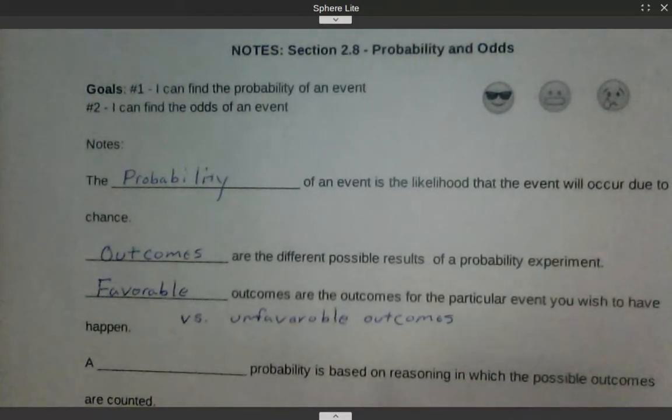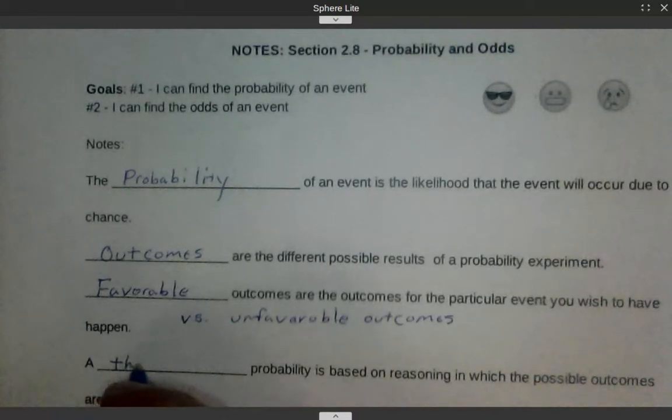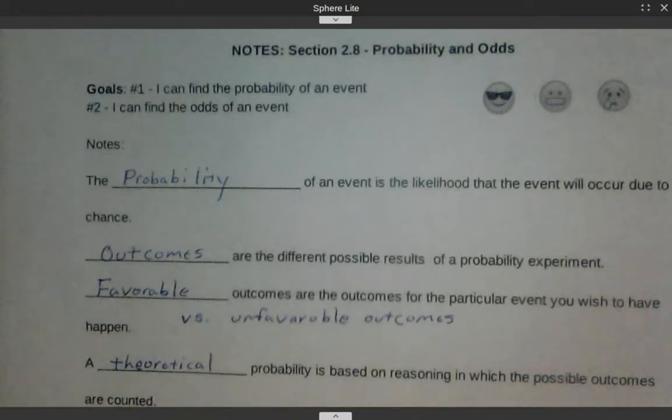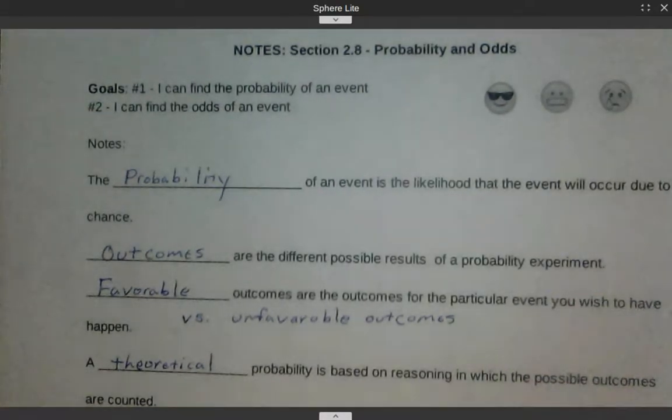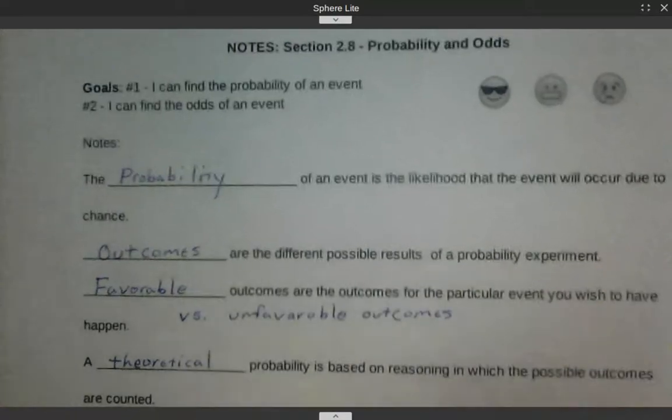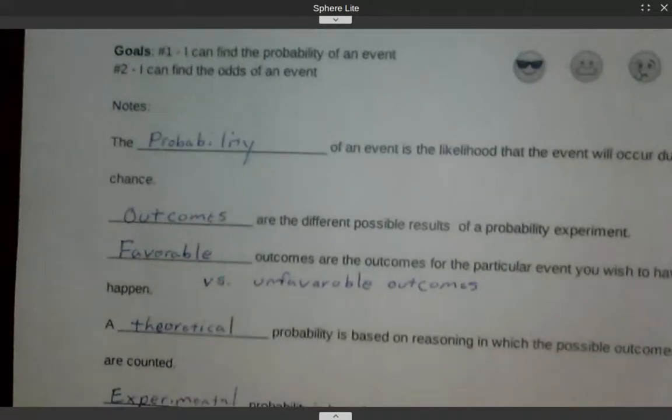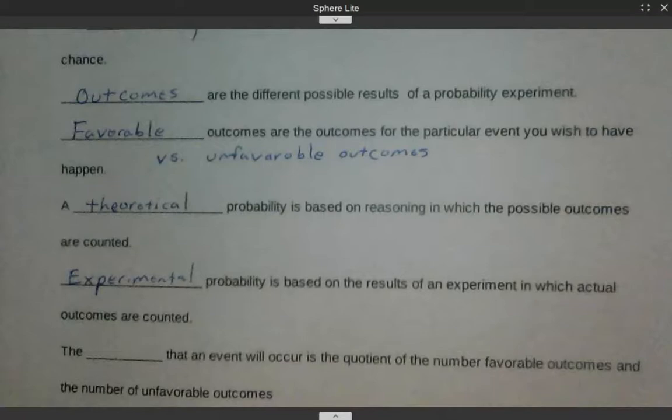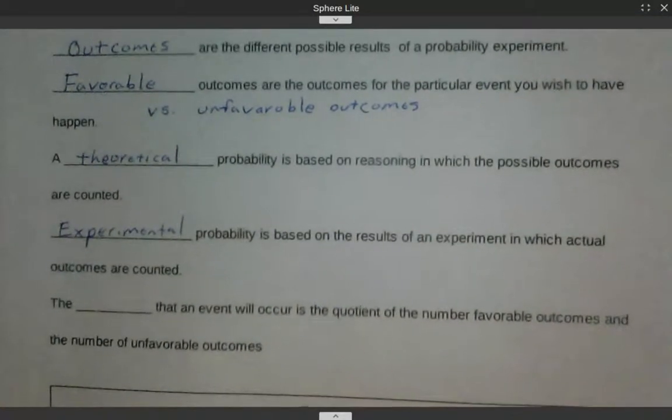We have two types of probability. We have one called theoretical probability, which is based on reasoning in which the possible outcomes are counted. And then we also have experimental probability. Experimental probability is based on the results of an experiment in which actual results are counted.